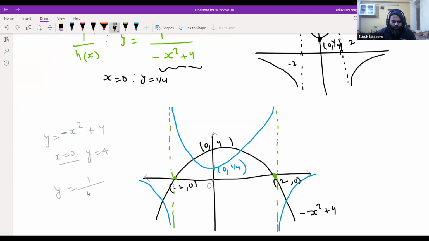And for y is equal to 1 by minus x square plus 4, when you put x is equal to 0, you get y is equal to 1 by 4. So on the y-axis, you get points 1 by 4 and 4 for those two functions. On the x-axis, you put y is equal to 0 and you get the value of x. For minus x square plus 4, you put y equal to 0, get x as plus minus 2. Whenever we take a point on the y-axis, its x coordinate is 0. Whenever we take a point on the x-axis, its y coordinate is 0. From that, we decide the point.